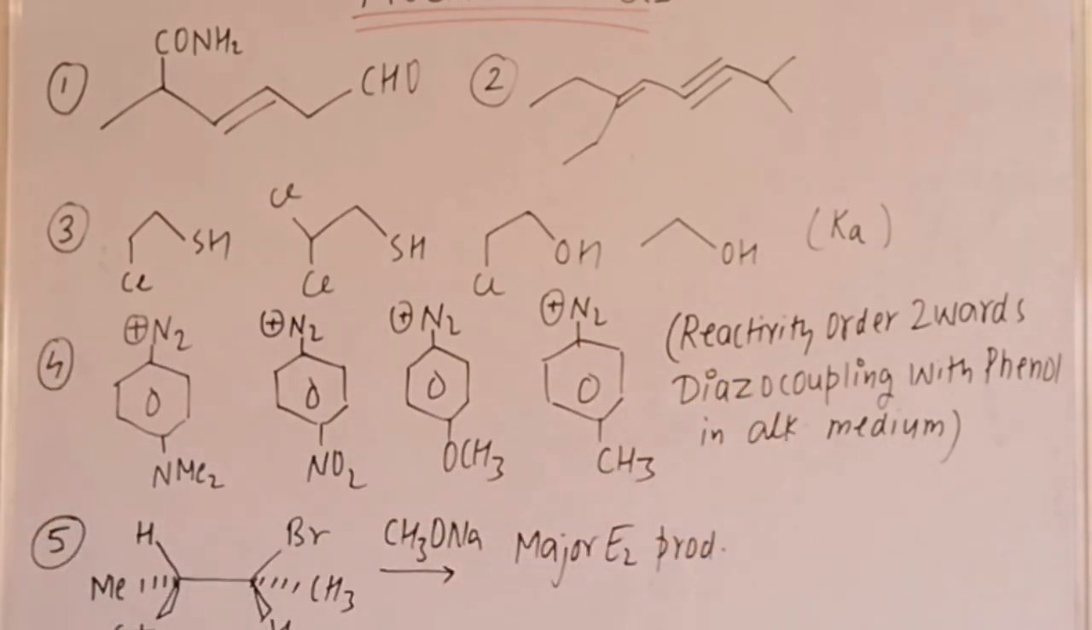Then fifth is about the major E2 product formed with this substrate. Okay, this part I have given in the stereochemistry video, which is whether they are enantiomers, diastereomers or identical. In that video I have covered how to write wedge dash to Fischer, and the E2 reaction I have covered in the alkenes topic. Okay, so write down the answers. I am explaining them one by one.